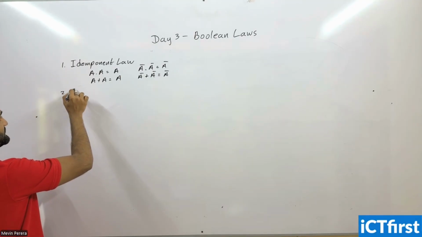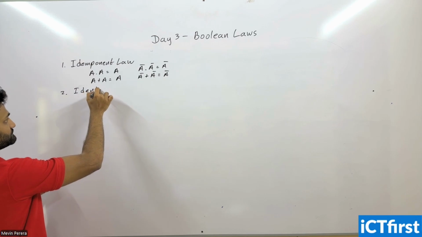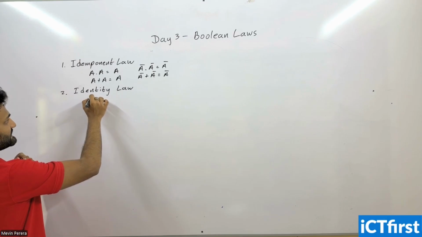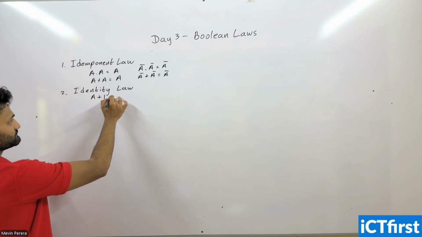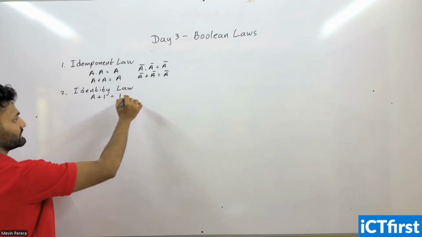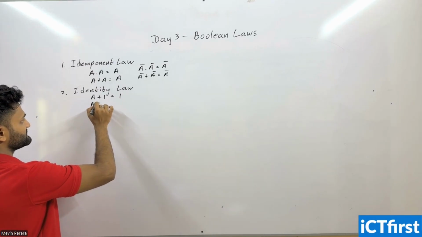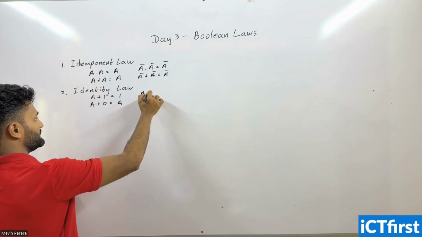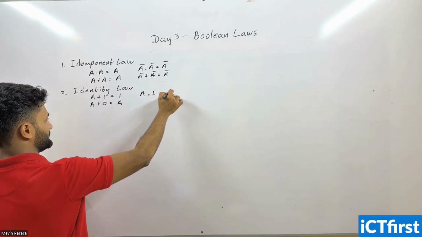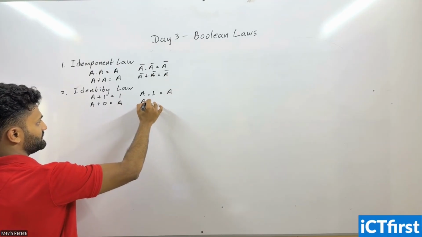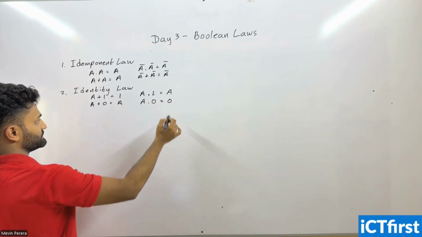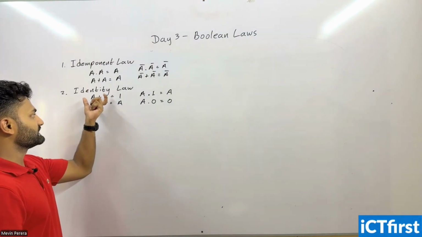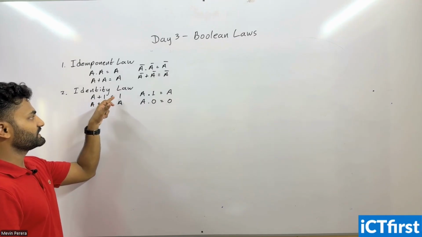Then the second one is the identity law. What it says is A plus 1 is equal to 1. Then A plus 0 is equal to A. And A dot 1 is equal to A. A dot 0 is equal to 0. So this is almost like maths, right? Maths වල අපි දැන් 1 වලින් එකක් අනේ මේක චුට්ටක් difference, right? A plus 1 is equal to 1.